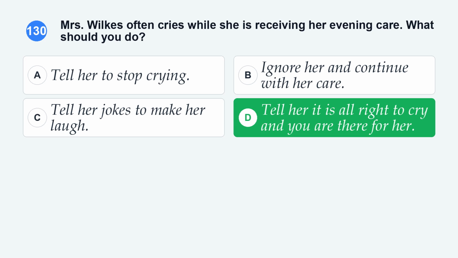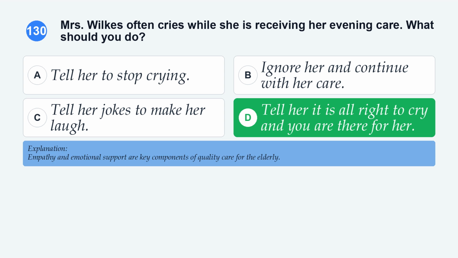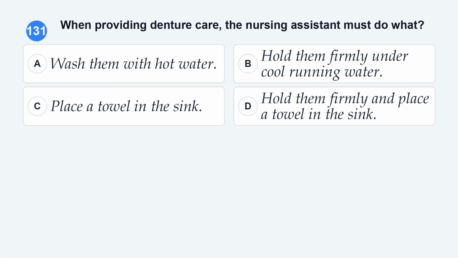The correct answer is option D. Tell her it is all right to cry and you are there for her. Explanation. Empathy and emotional support are key components of quality care for the elderly. Question 131. When providing denture care, the nursing assistant must do what? Option A. Wash them with hot water.